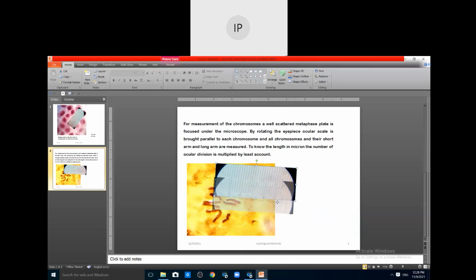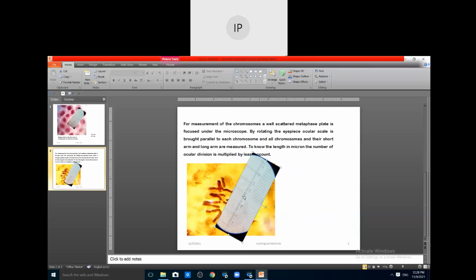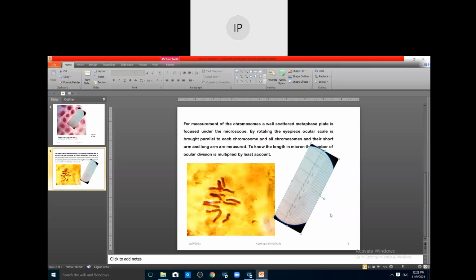Now, suppose this is the chromosome, this is the long arm and this is the short arm. So the scale can be brought parallel to the long arm, then the scale can be brought parallel to the short arm like this, and the number of ocular divisions can be counted and the scale can be brought away. In this way it can be done.